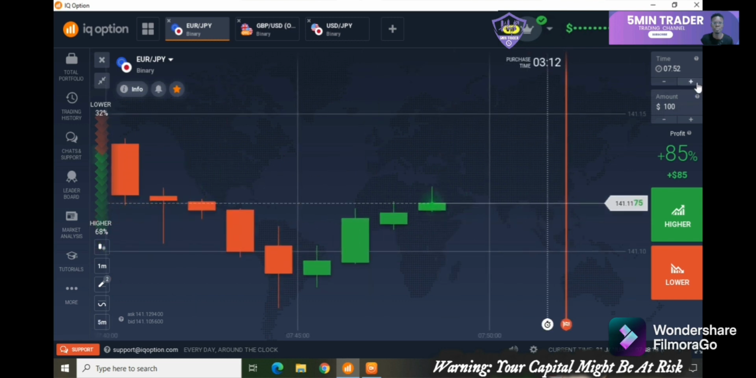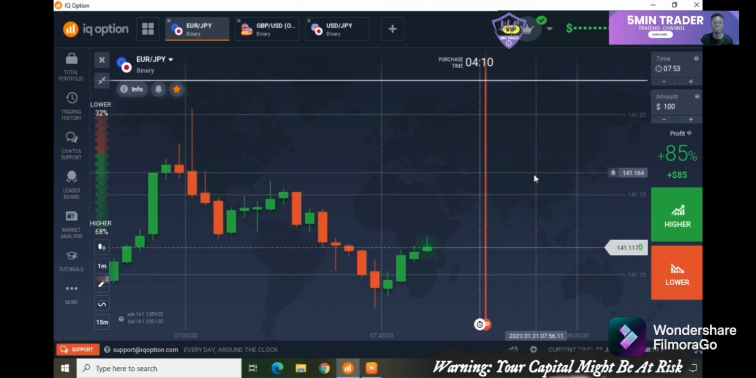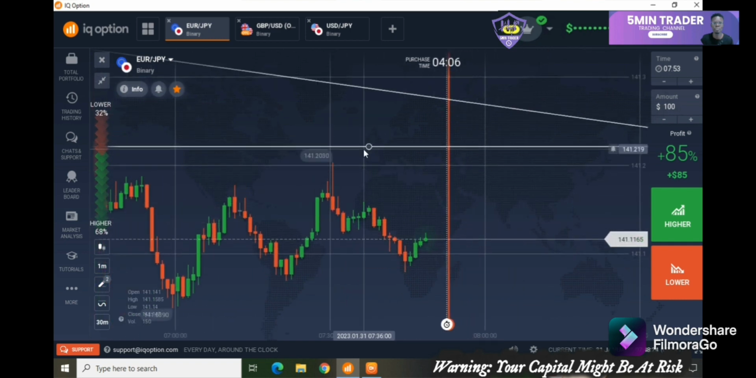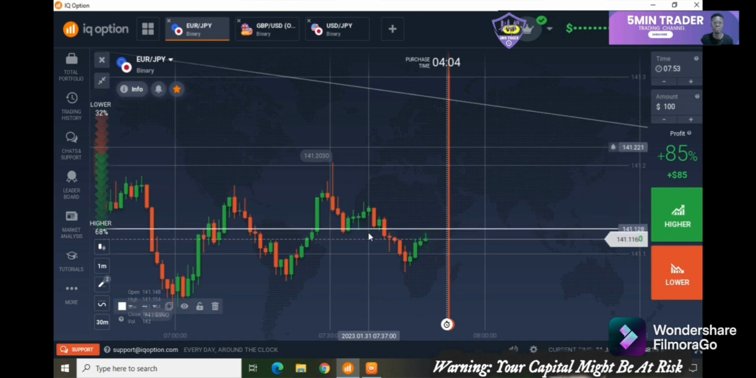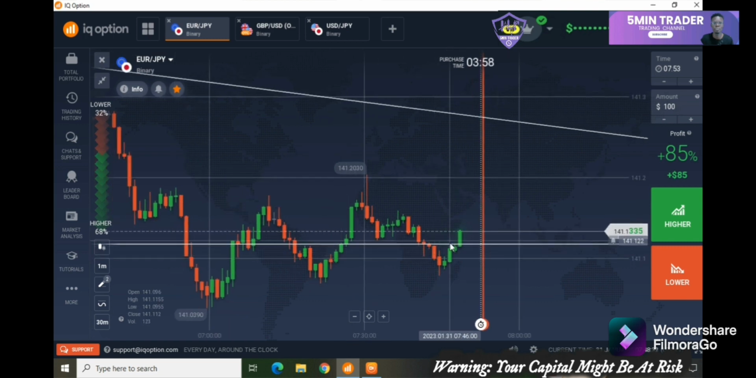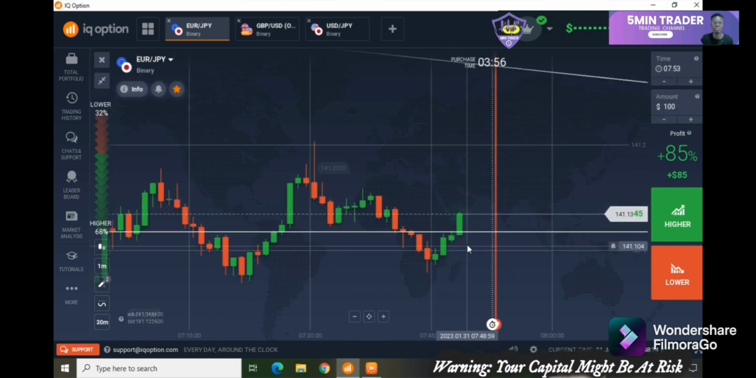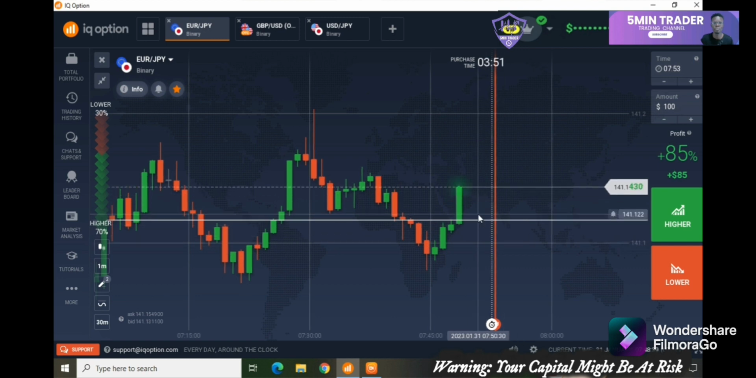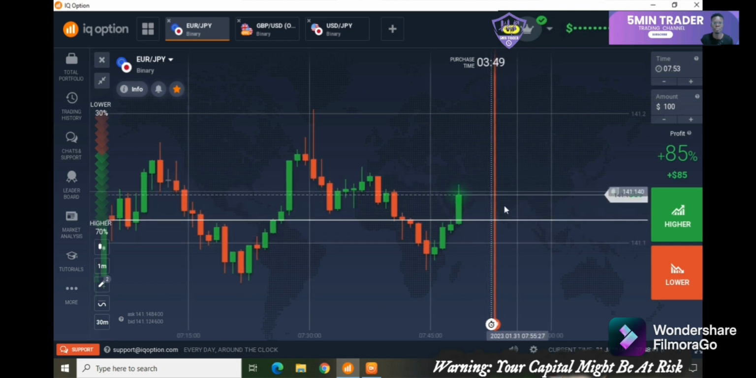So I think we can, let me try to get some levels. This is the previous resistance in this market, and it has already broken with this strong candle. So I'm going to take the trade after the finish of this candle, no doubt.